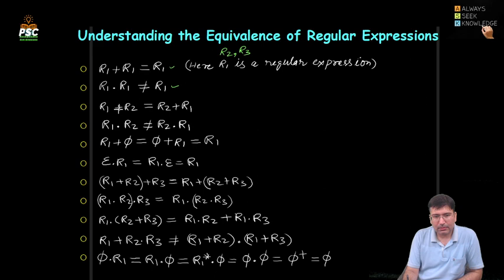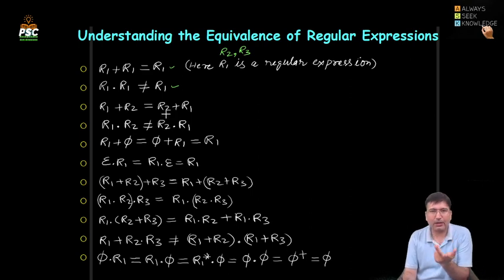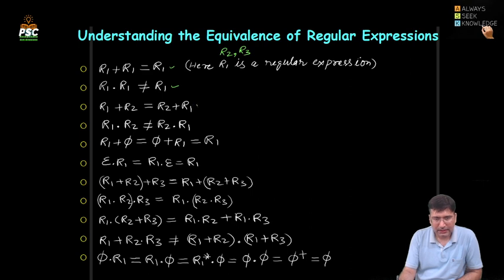If we perform union, or you can say OR, R1 or R2, we can change the order and write the same thing as R2 or R1, right? We have seen that in the previous lecture. If I write R1 concatenated with R2 and change the order to R2 concatenated with R1, it will not be equivalent. That is also covered in the previous lecture. R1 union with phi will give you R1 only, and phi union with R1 also gives R1 only.